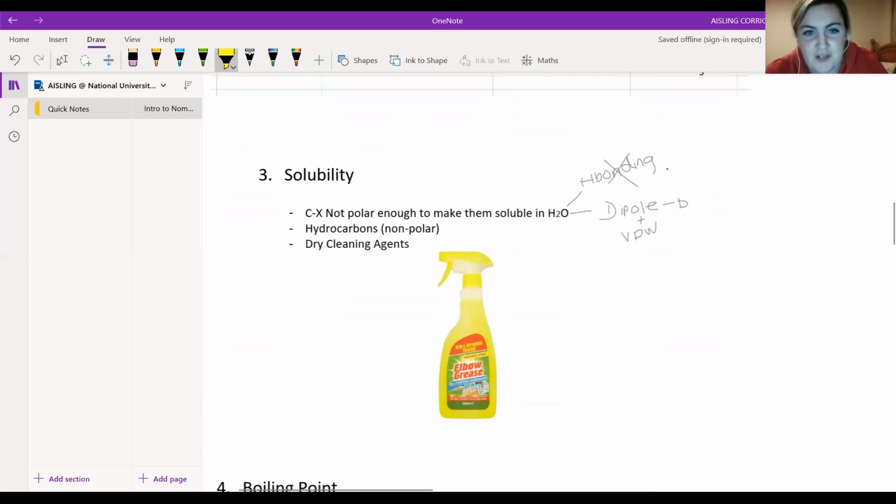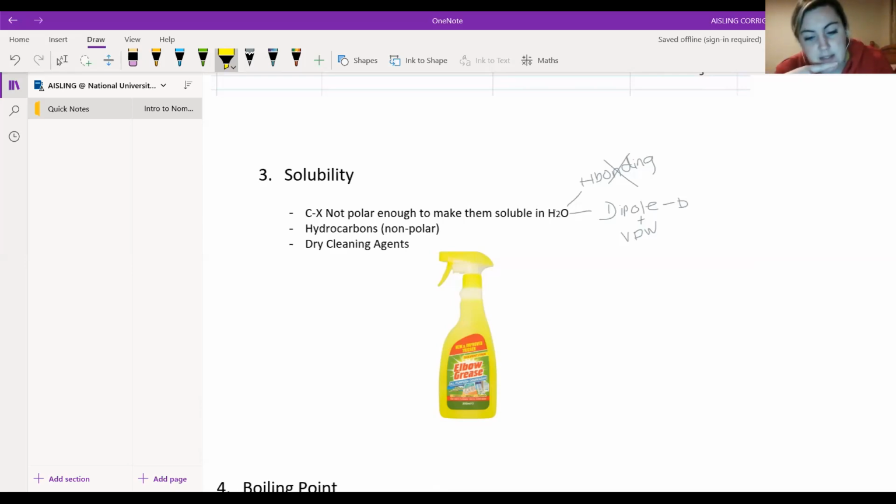Right, going a little bit more on the physical side of things, and this is actually evidence of what I have written down in my first video, but no worries. So solubility, when we talk about solubility, we talk about the ability of something to dissolve. When we look at a halogenalkane, this X being the halogen, a halogenalkane actually isn't polar enough to make it soluble in water. If a compound was able to dissolve in water, it would be forming hydrogen bonds.